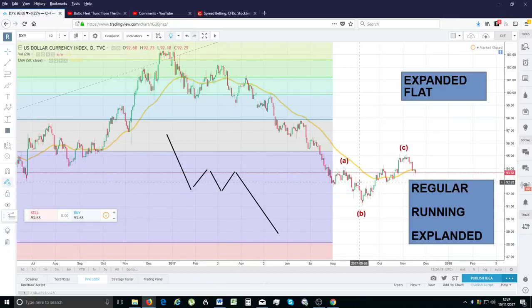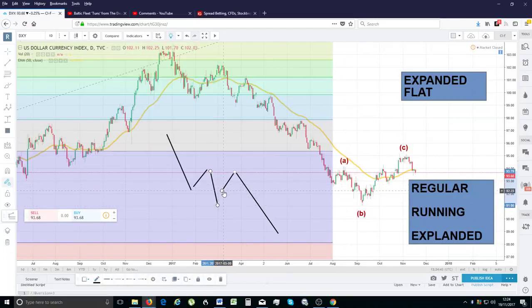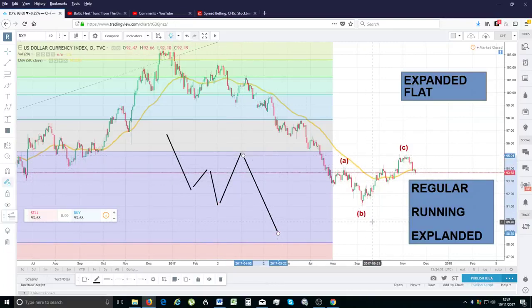Now, what's so fascinating about this expanded flat is that it shakes out so many people at the same time. So here we've got the A, which is just like any other flat. However, the B goes below the end of the impulsive wave, which is here. So what happens with an expanded flat? This comes down to here, as it's done here, and then the C wave actually ends higher than the A wave, so you finish like this, and it's absolutely fascinating.